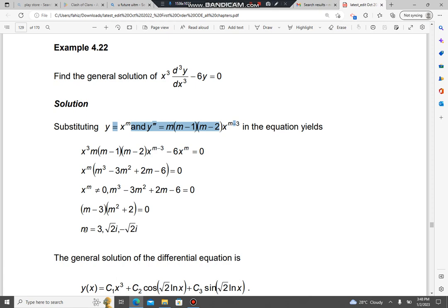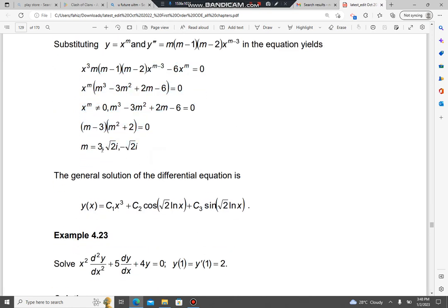So kat sini, why you get 3 m here? Because this one is third derivative. Dia macam kalau first derivative, dia cuma dapat satu nilai m. Kalau second derivative, dia dapat dua nilai m. Kalau third, dia akan dapat tiga nilai m.